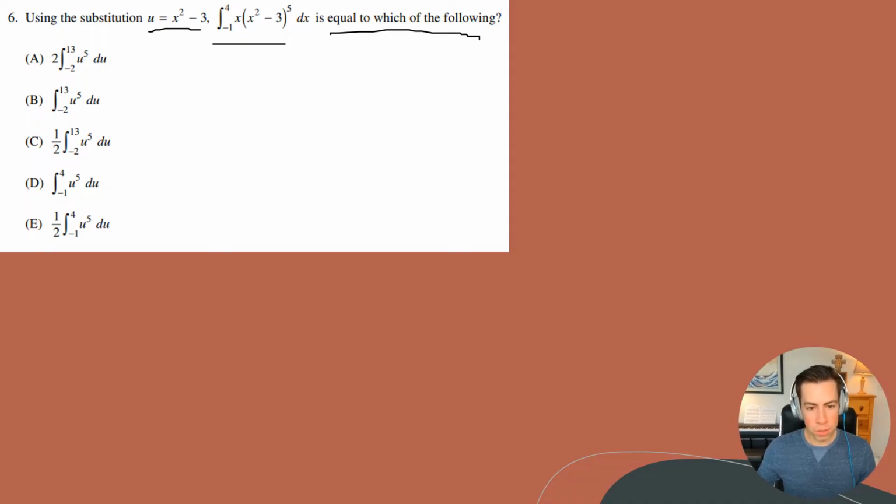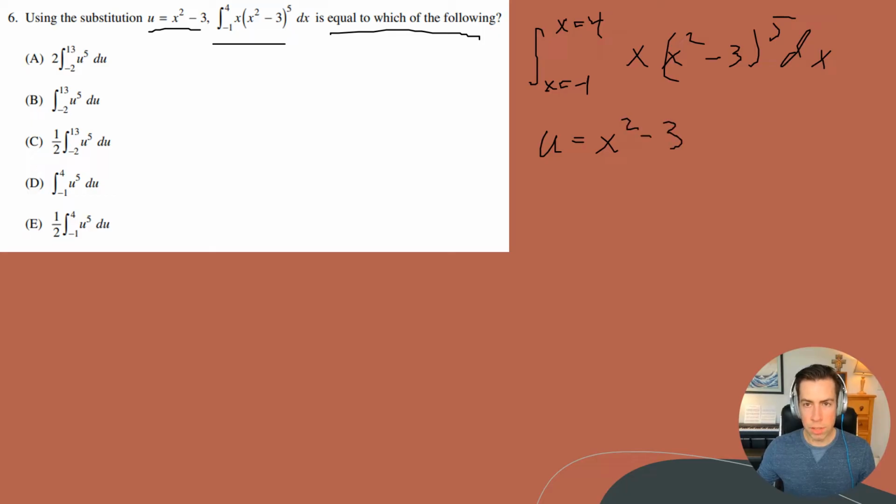Okay, so the first thing I want to do here is look at my integral. This is really evaluated from x equals -1 to x equals 4, and I have x multiplied by (x squared minus 3) to the 5th power dx. Now, if I use the u substitution, u equals x squared minus 3, I want to figure out what du is equal to. So du is going to be equal to 2x dx.